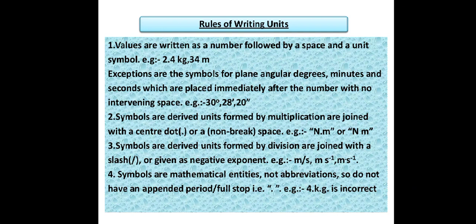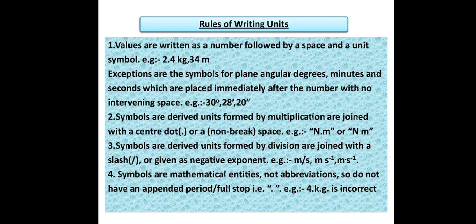Now, the next topic is rules of writing units. The first one is values are written as a number followed by a space and a unit symbol. Here the examples are 2.4 kg, 34 meters, 16 seconds, or 17 kilometers. Here we have some exceptional cases also.